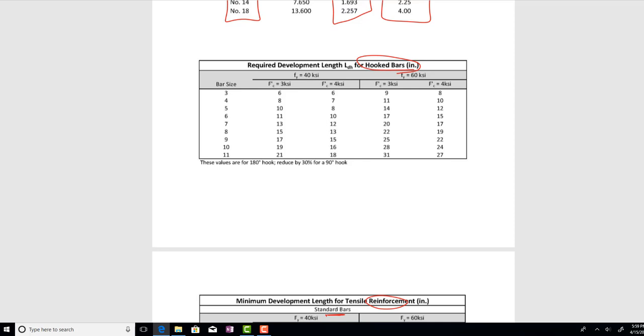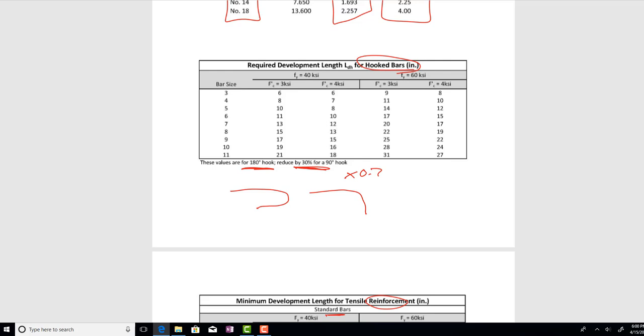With most of these, don't forget that there's always a little bit of a footnote involved. This particular chart is perfect for 180-degree hooks, meaning a hook that looks like this. But if I have a 90-degree hook, then I've got to reduce the value that shows up in the table by 30%, and so we multiply by 0.7 to actually get that.